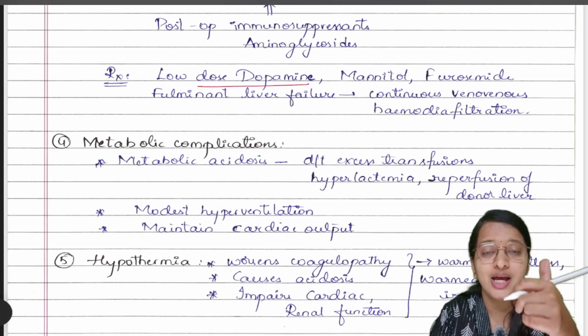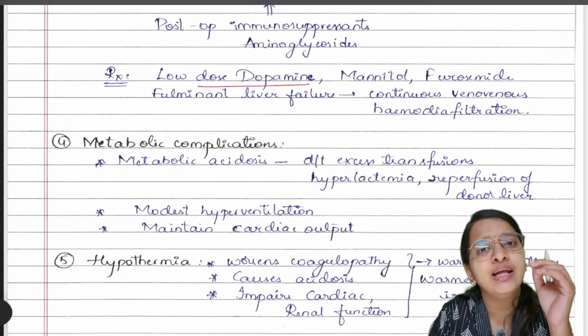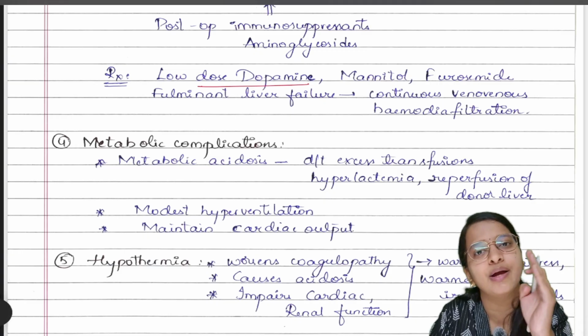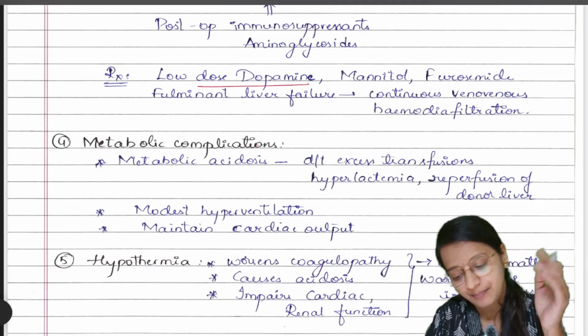In the first stage, in the dissection phase, we are maintaining a low CVP, right? But that shouldn't compromise your urine output or MAP.